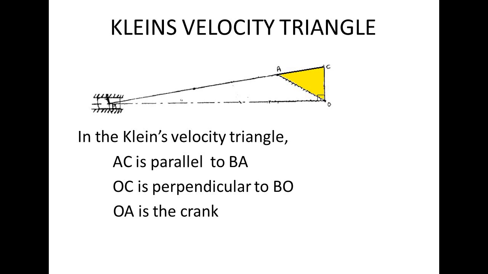You can decipher here in Kleene's velocity triangle: AC is parallel to BA. AC is a line obtained by extending the line BA, that is the connecting rod, and OC is perpendicular to BO. OA is the crank which is inclined at an angle theta. So the yellow triangle we obtained, that is OAC, is called Kleene's velocity triangle.